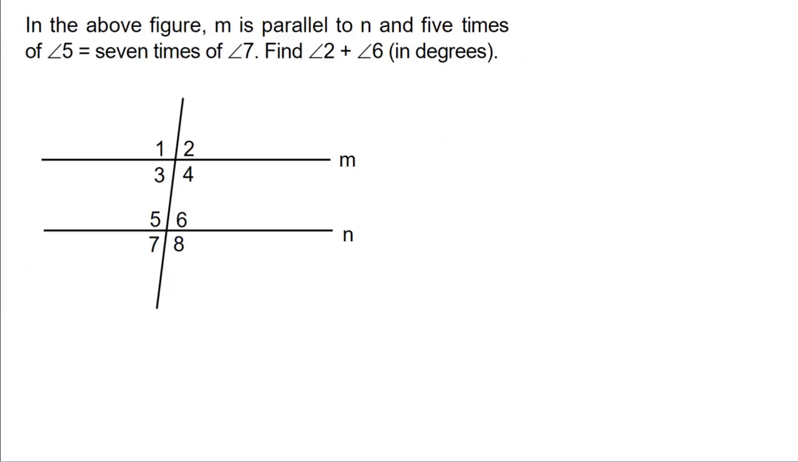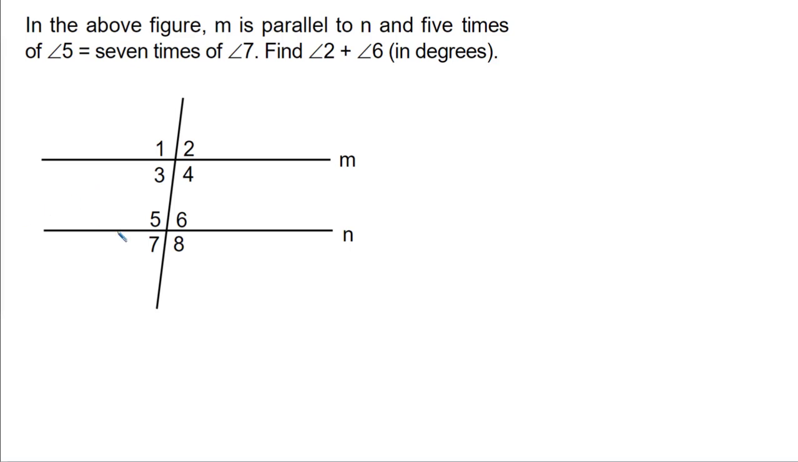The second question is this one. In the given figure, M is parallel to N, and 5 times angle 5 is equal to 7 times angle 7. We are supposed to find angle 2 and angle 2 plus angle 6.